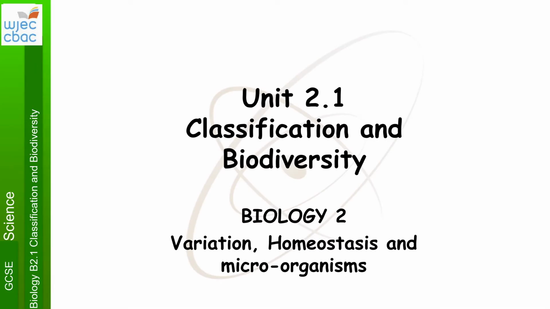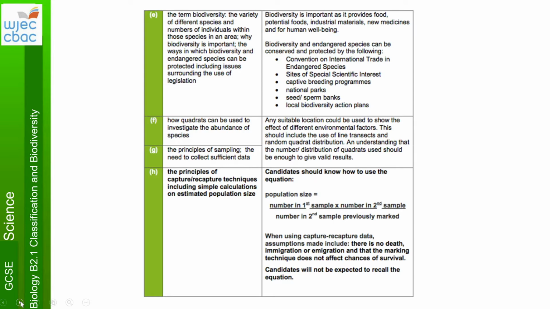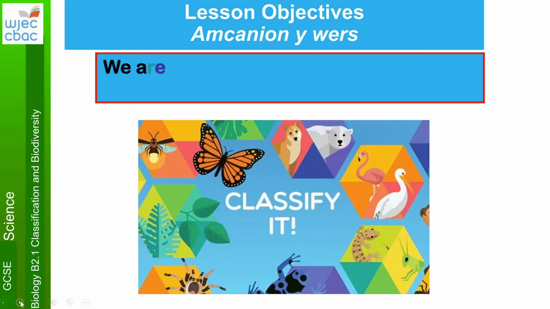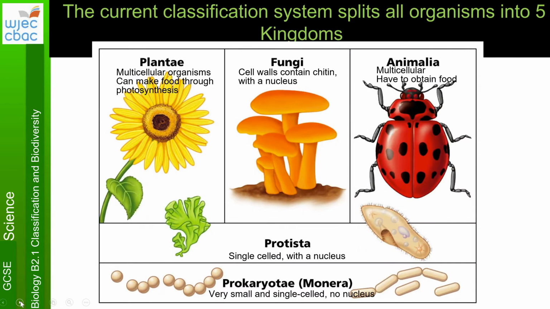Welcome to the Year 11 GCSE Biology course. The first unit in biology is B2.1 on classification and biodiversity. We can see the syllabus with the specification statements here and the further detail on the right hand side. These will be in your booklets if you've printed them off. The lesson objective for today is to understand how living things are classified.